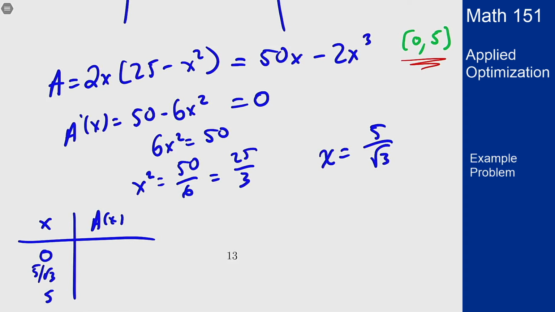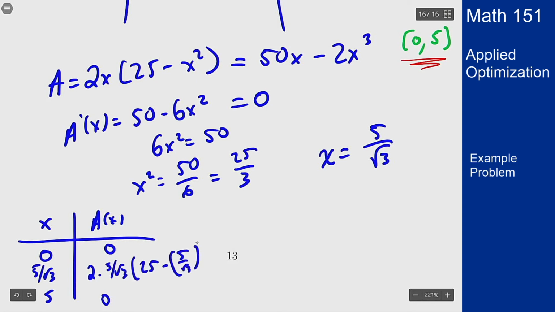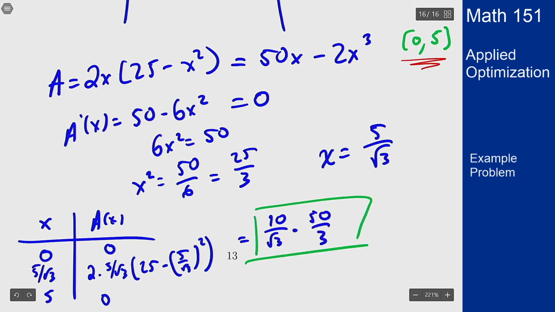If I plug in 0 to the area function, I get 0. If I plug in 5, I also get 0 because of 25 minus x squared. So that means this point will have to be the maximum, but we can still get its value. This will be 2 times 5 over root 3 times 25 minus 5 over root 3 squared. 5 over root 3 squared is 25 over 3. 25 minus that is 50 over 3. So this is 10 over root 3 times 50 over 3. And that will be the maximum value of the area for this problem.